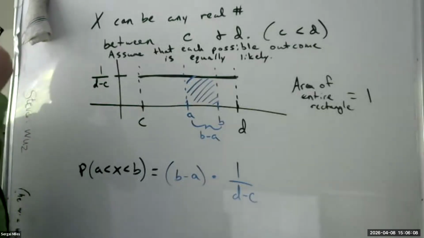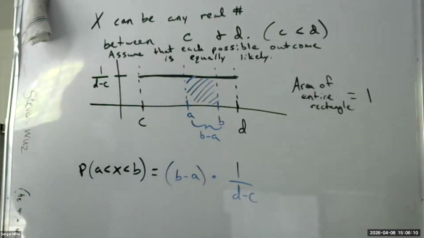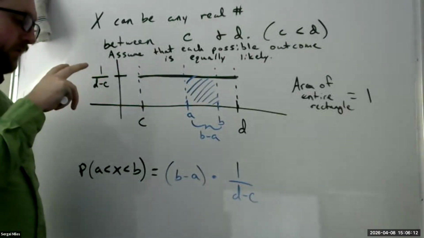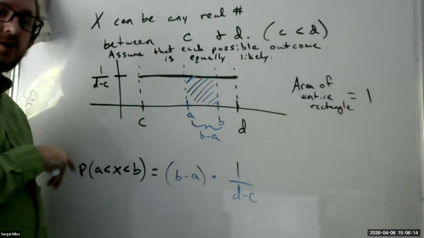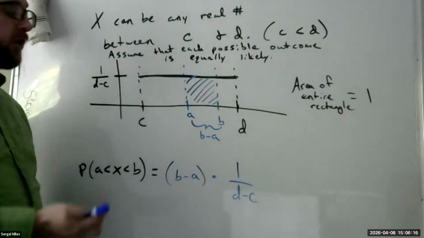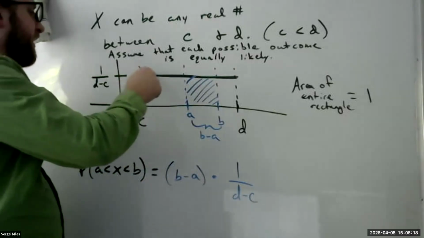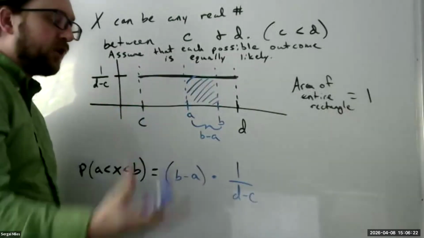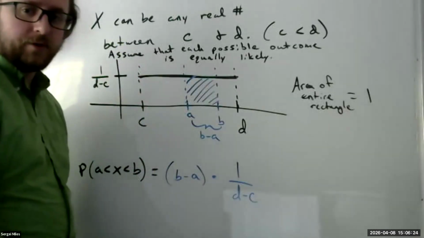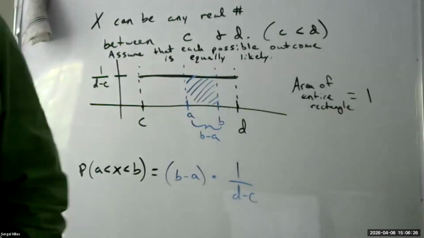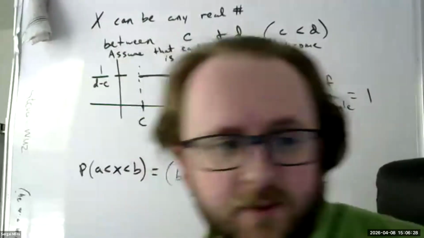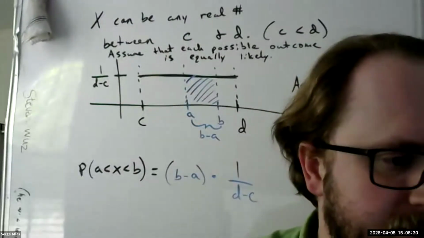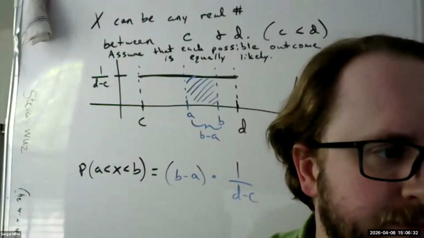And so for any uniform probability distribution, this is always the idea. We call it uniform because it's equally likely to be any x value, hence the probabilities are uniform. All right. So we'll come back to the textbook here for a moment as I share my screen again.